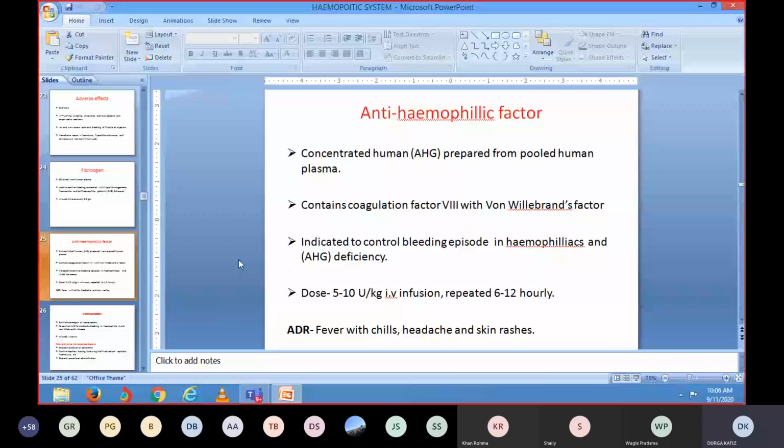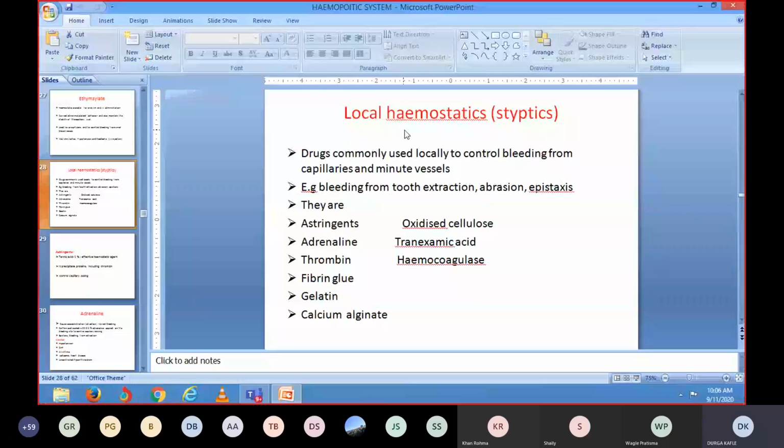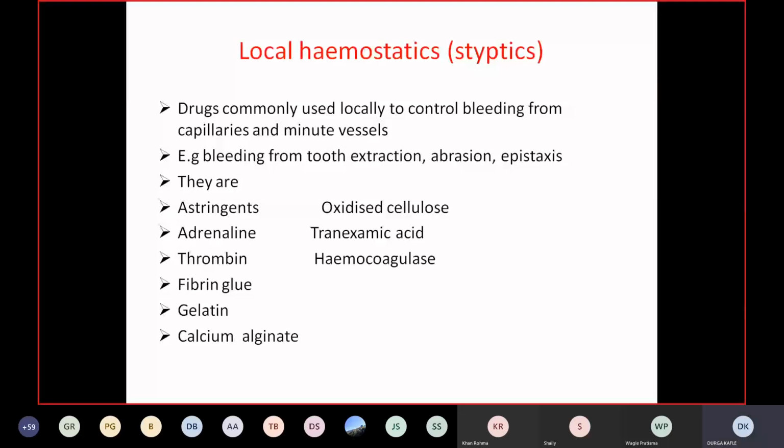Why are these called local? Because they can be applied at the site of bleeding. So these drugs should not be taken by oral route or used by other parenteral routes. Whenever there is bleeding from small capillaries, oozing, or small blood vessels rupture, you can apply these agents directly over the bleeding point. No need to give by the systemic route. So they are classified under local hemostatic agents. Clear? So these styptics are the local hemostatics.